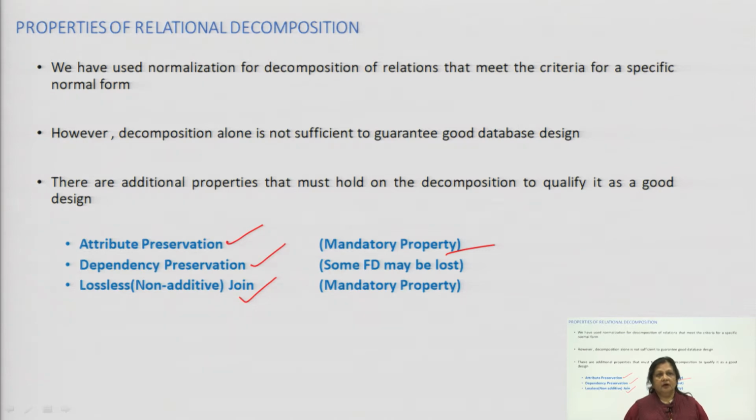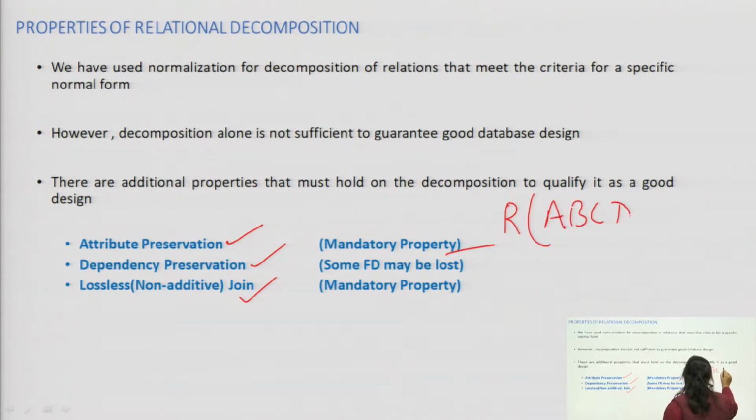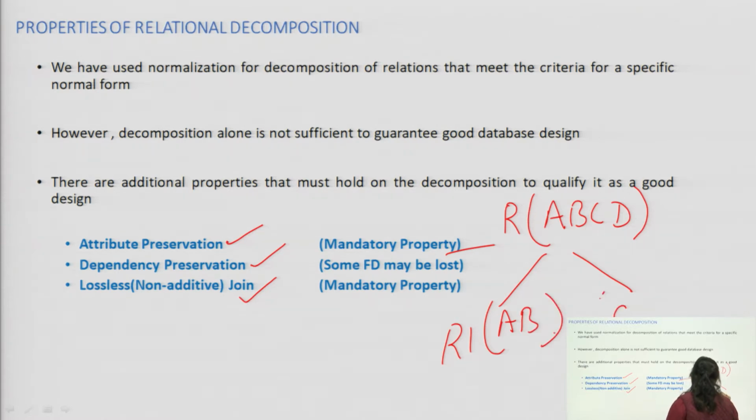Why? Because when we talk of the attribute preservation property, then obviously we cannot afford to lose any of the attributes from the original relation. For example, I have a relation ABCD and the two decompositions that we get are AB and C, let us say. So, now in the decompositions we do not have the attribute D. So, this is not permissible, because whenever the decomposition is happening, we just cannot lose an attribute. So, here the attribute D is mandatory.